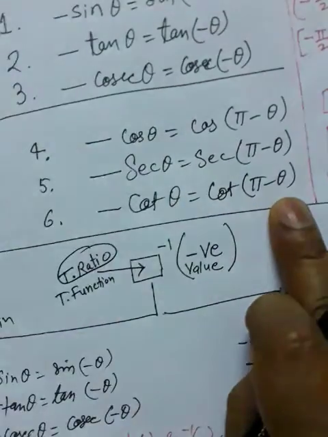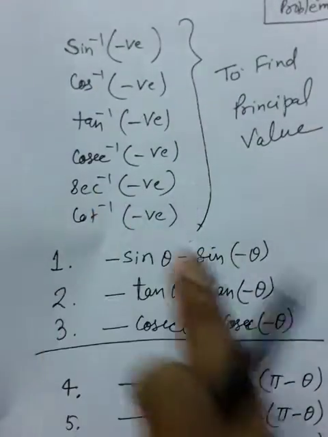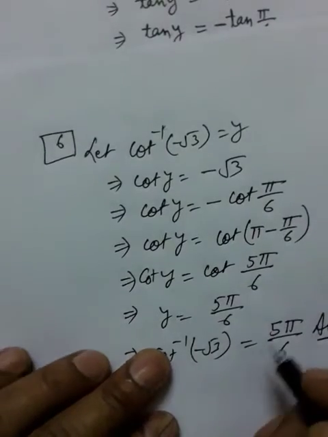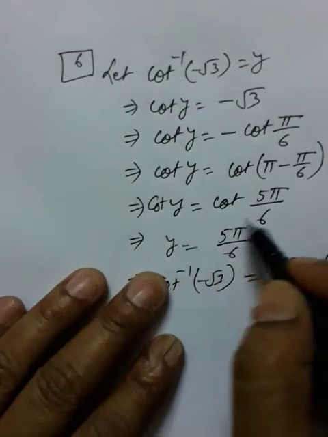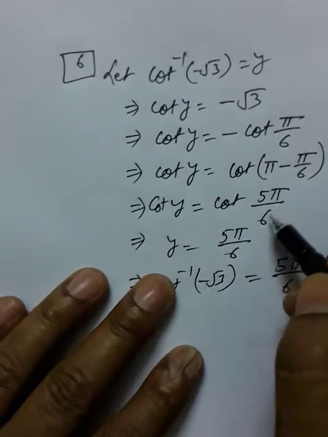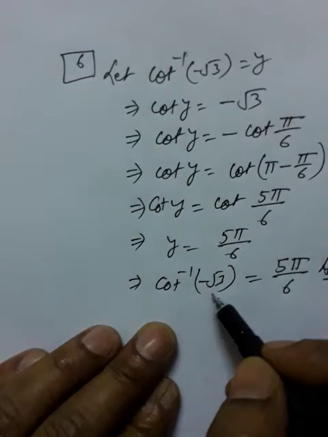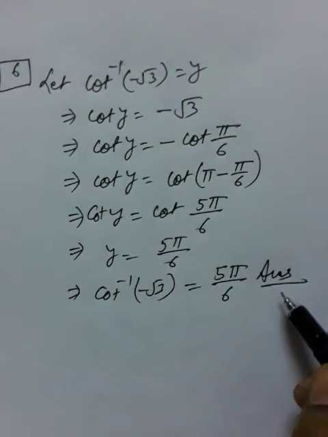Always remember these 6 things, please. For negative values, if you are getting like this, then you have to follow this, and you will have 100% correctness. Now see, cot y is equal to cot 5 pi by 6. So y is equal to 5 pi by 6. Cot inverse minus root 3 is equal to 5 pi by 6, and this is your answer.